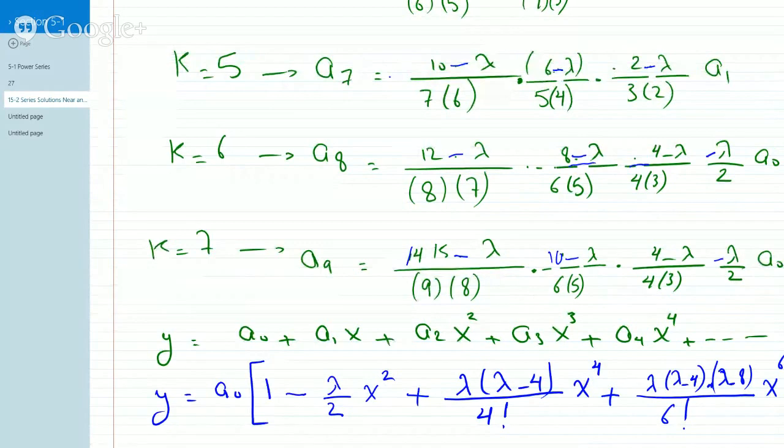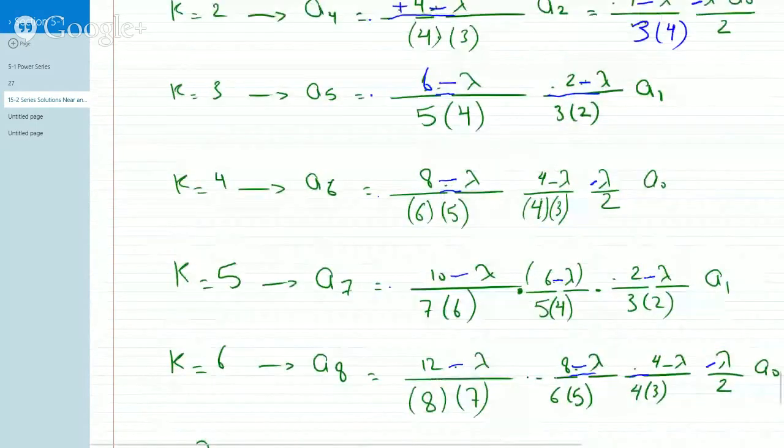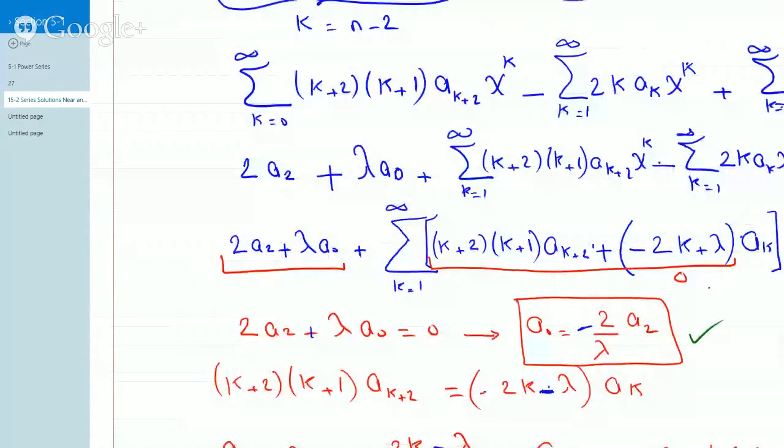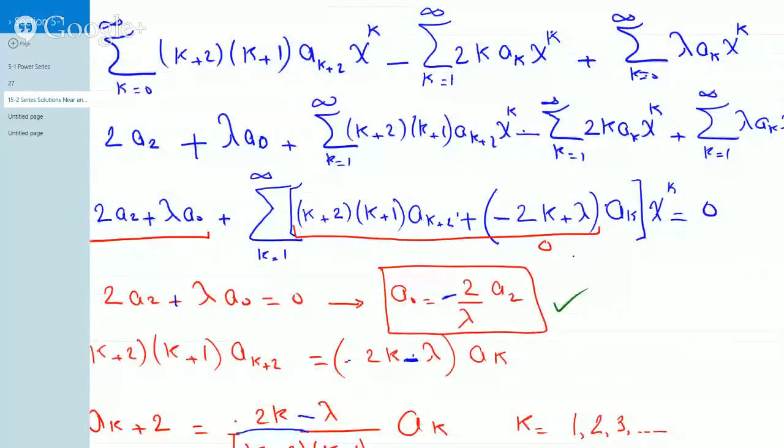The challenge is to unify the power of x to all be x to the k, or x to the n. And the second challenge is to make these series start in the same place so you can unify them under the same series, and thereby set the coefficients, in this case equal to 0, so you can solve for them.